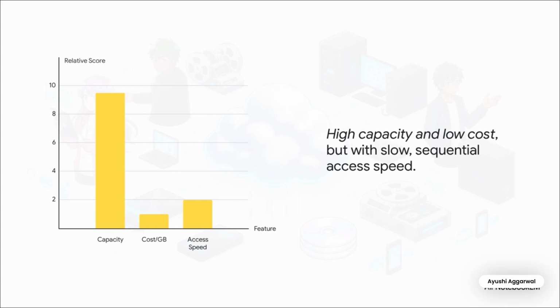You see, its capacity is very, very high, and the cost per gigabyte is very low. This makes it perfect for long-term archival. That is, storing data for a long time. But the most important point for your exam is this: its access speed is slow because it uses sequential access. This means to find a file, the tape has to be read from the very beginning. Remember that term, sequential access.